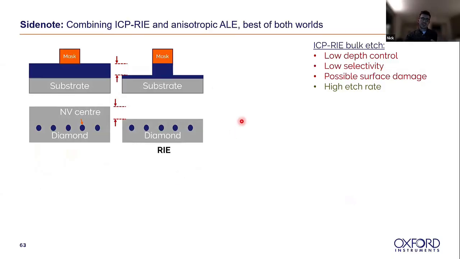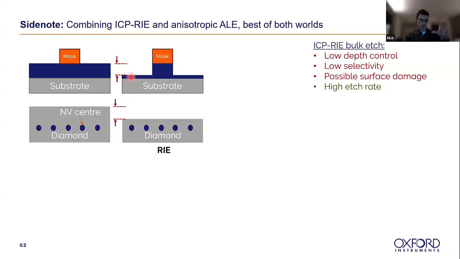As a bit of a side note, because you're doing your ALE quite often in ICP RIE systems, you can think about combining the two processes to get the best of both worlds. I mentioned at the beginning how we want to make sure we're utilizing our full toolbox. Well, this is a great way to do that, because in the same chamber you can do your reactive ion etch process. This is great because it has a high etch rate, so you can etch the bulk of your material, whether you're making a waveguide or etching down to some interface. The downsides are that you don't have the depth control or the selectivity, and you're potentially damaging the material.